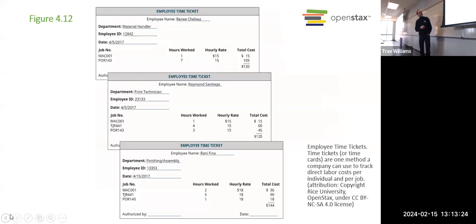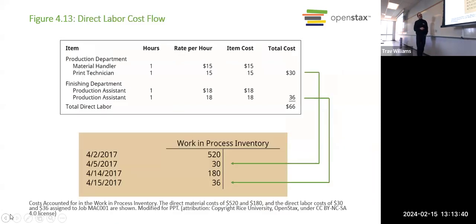Okay. And we saw what time tickets look like, and the important thing to realize here is that each production worker might work on multiple jobs. So if you're doing job order costing, they have to keep track of how much work they did on each job, so you know how much labor costs to apply. And here we see how both the material costs and the labor costs have been added to this work in process inventory.